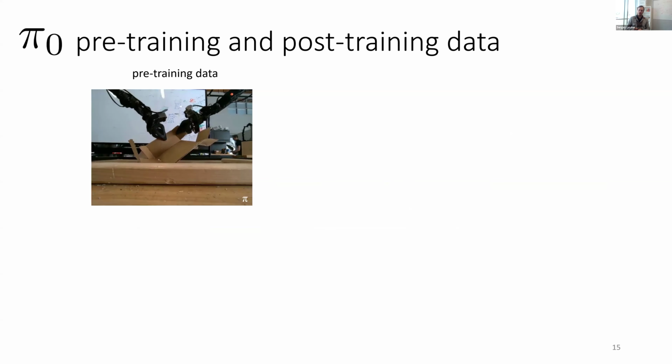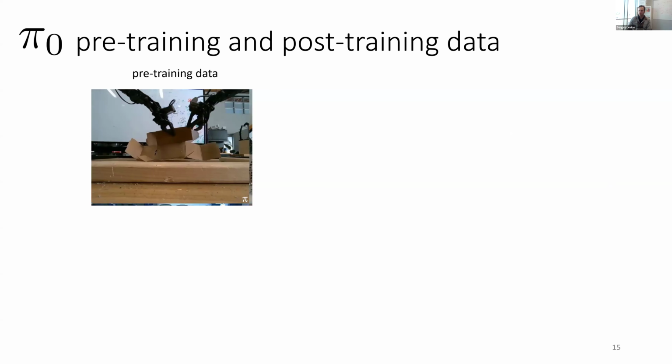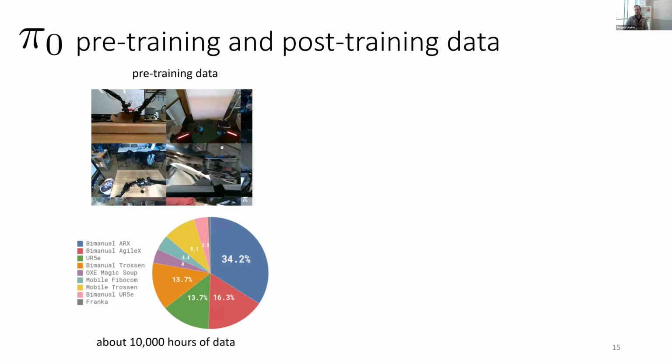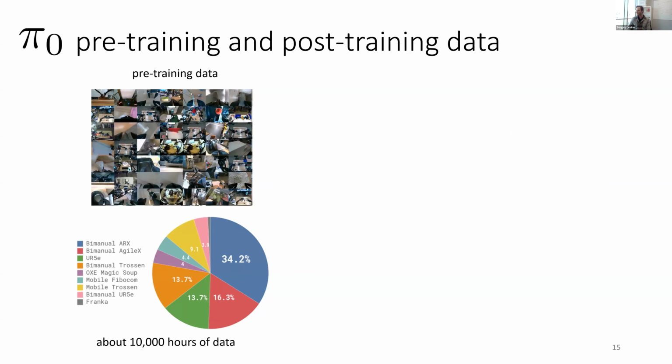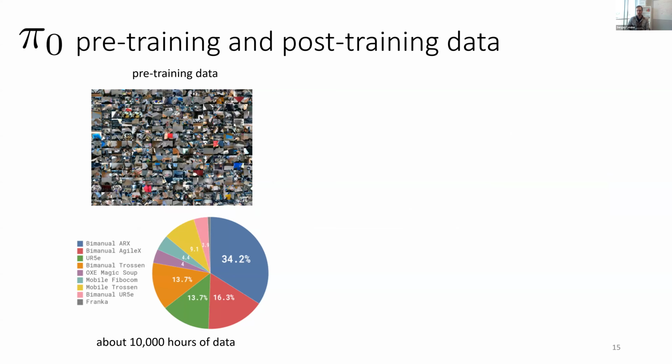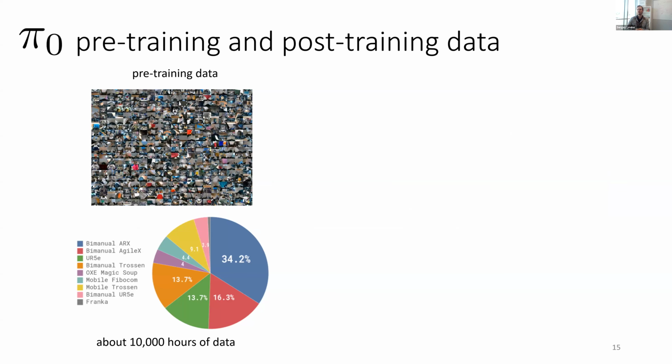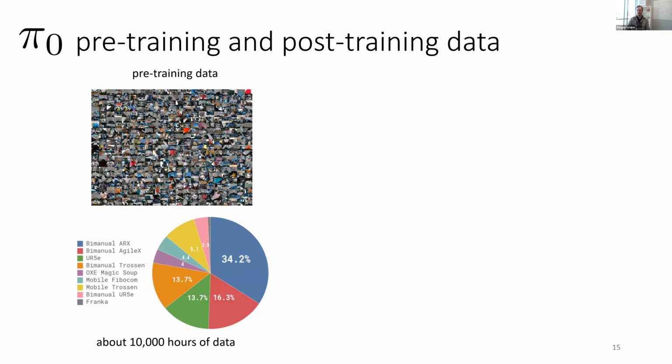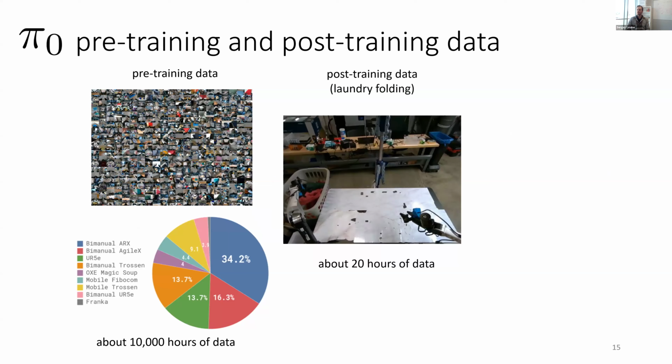So that's the model. When we train it, we start with a pre-training data set, which contains about 10,000 hours of data. And this data is not heavily curated, so some of the data is good, some of it is bad. In fact, it's actually a good thing for some of the data to contain mistakes and corrections. And then we can adapt it.